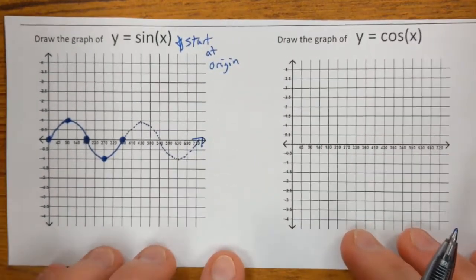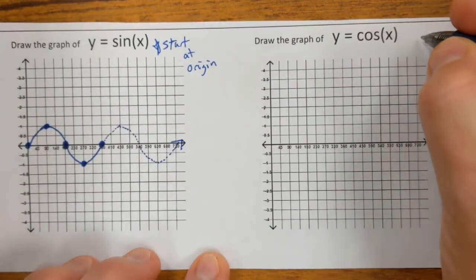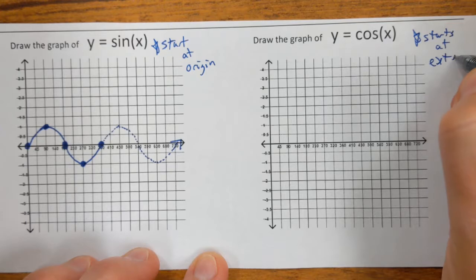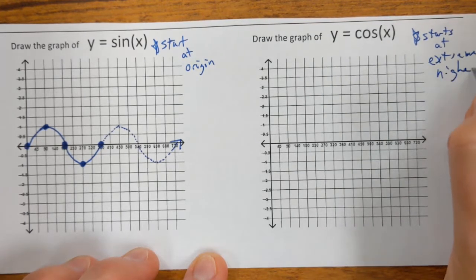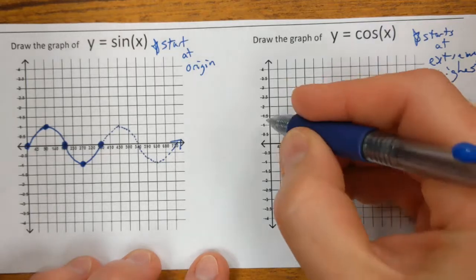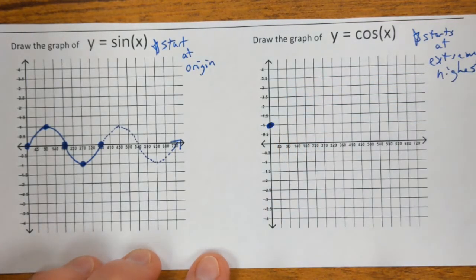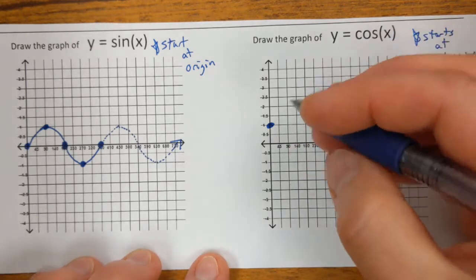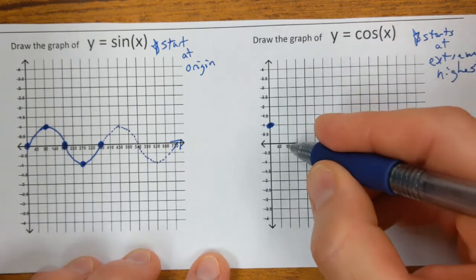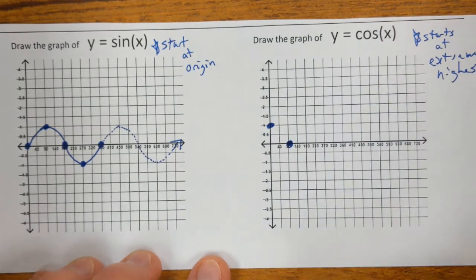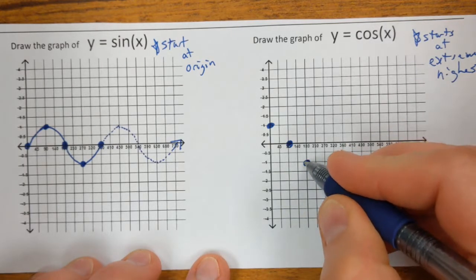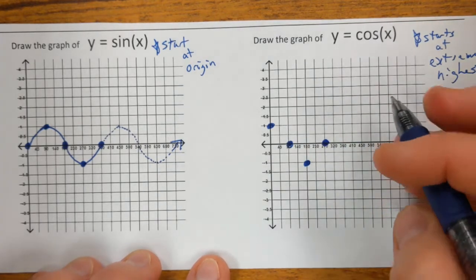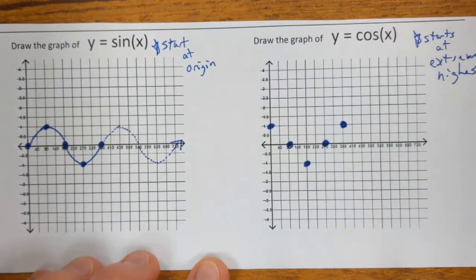Now, what's different about cosine then? So the graph of cosine, cosine always starts at its extreme highest point. So the parent function of cosine is going to start up here at 1, and that's as high as it goes. And then basically every 90 degrees it reaches a new milestone. So in 90 degrees it's going to be back to the x-axis. At 180 degrees it reaches its lowest point. 270 degrees back to the x-axis. And then at 360 degrees back to where it started at its highest point.